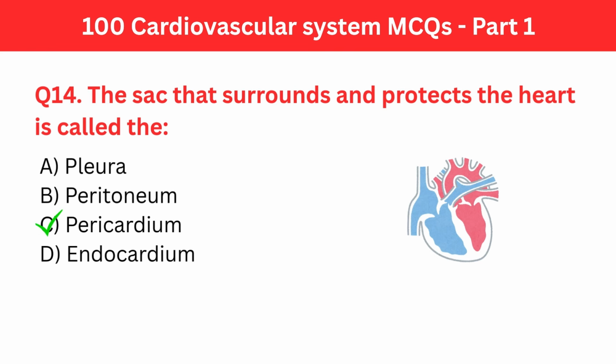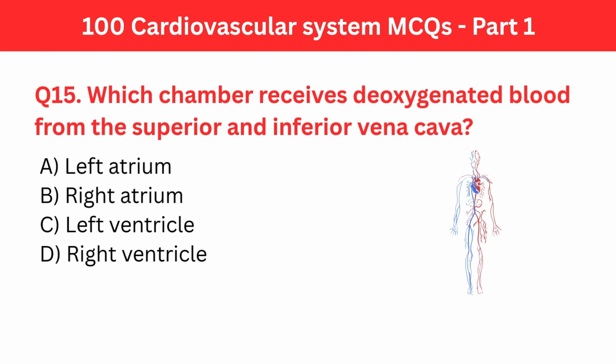The right option is C. Pericardium. Question number 15. Which chamber receives deoxygenated blood from the superior and inferior vena cava?